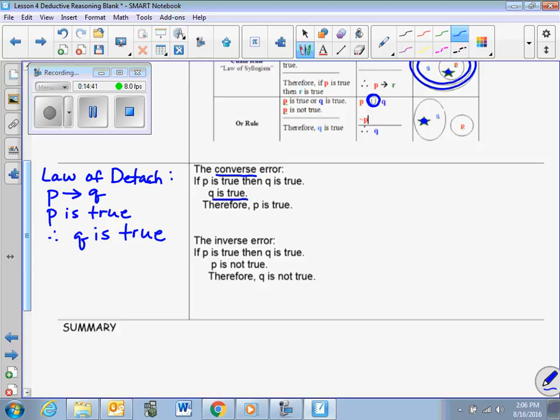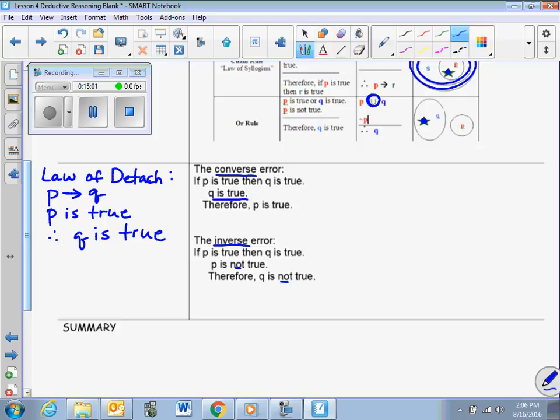The inverse error, so we say if P is true, then Q is true. P is not true, therefore Q is not true. That is not a valid argument because it does not follow the law of detachment, and that's known as an inverse error.